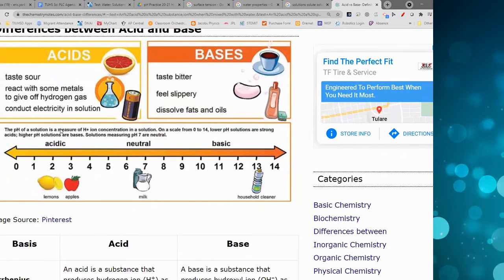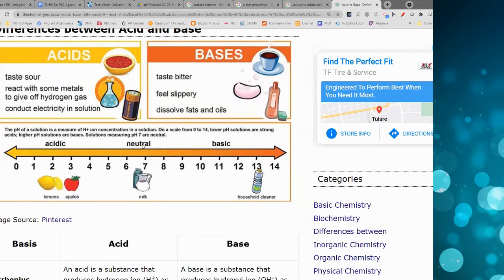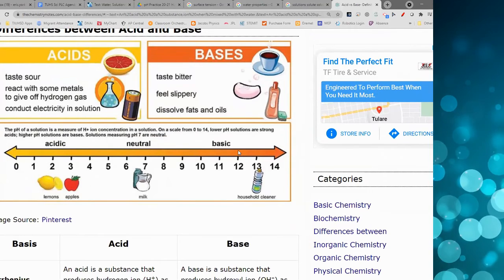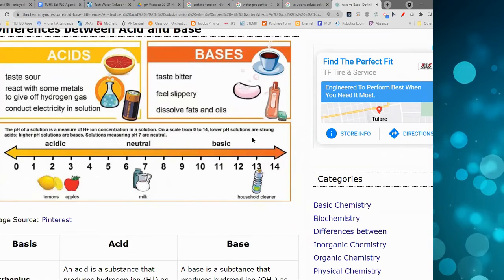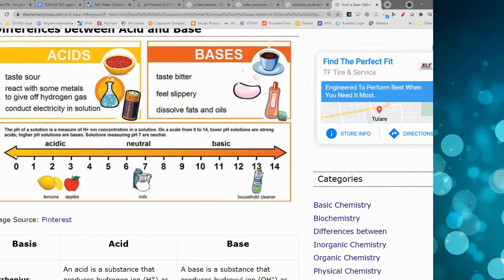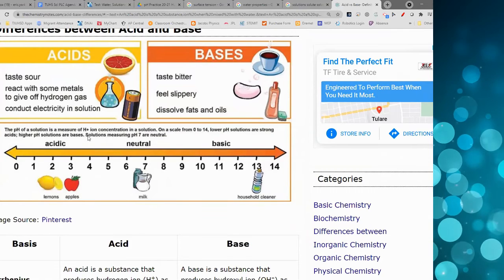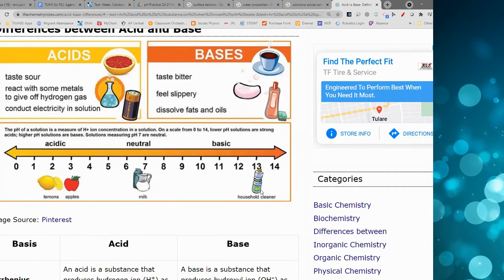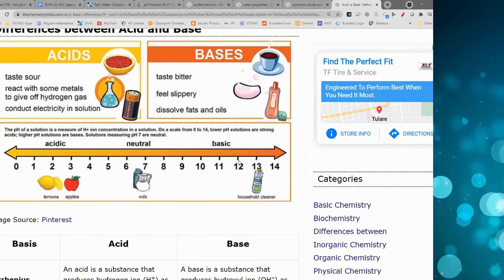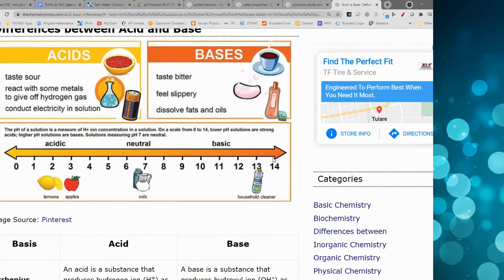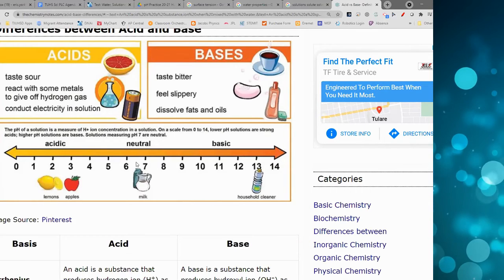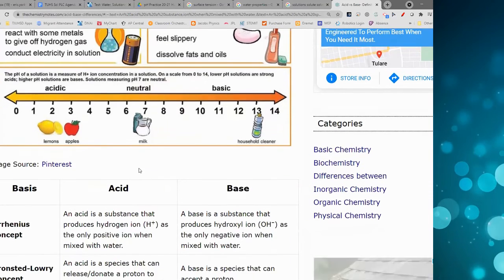Okay, the pH of a solution is a measure of the hydrogen ion concentration in a solution. So our pH scale ranges from 0 to 14. So low pH values, way down here on the left side, those are strong acids with low pHs. And then higher pHs over here, like household cleaner, like bleach or Drano, those involve basic solutions with a high pH. And then things in the 7 range are neutral, such as water or milk.